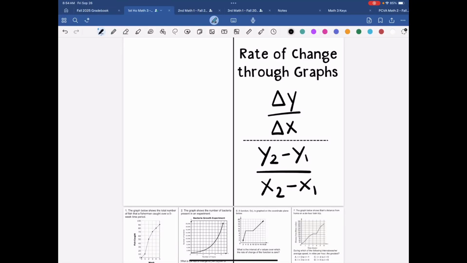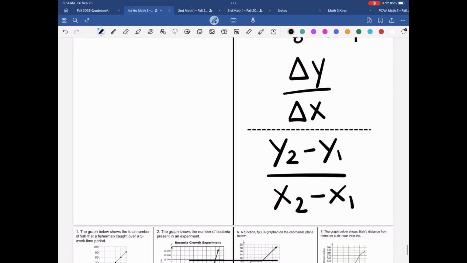All right, so for this lesson, we're going to continue talking about rate of change, with graphs and some comparing. Just as a reminder, nothing has changed as far as our formula. It's still the change in y over change in x. So remember, the change means we're going to subtract our y values, and then divide it by the subtraction of the x values. That delta symbol means change, which is subtraction.